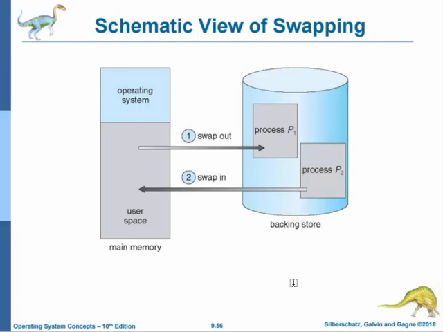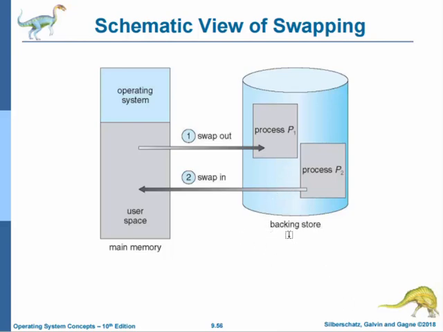Standard swapping involves moving entire processes between the main memory and a backing store. The advantage of standard swapping is that it allows physical memory to be oversubscribed, so that the system can accommodate more processes than there is actual physical memory to store them.